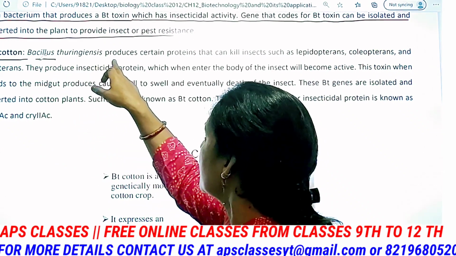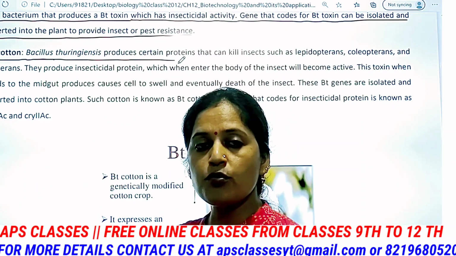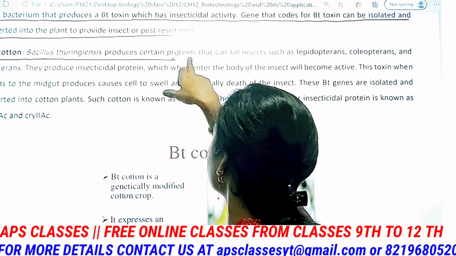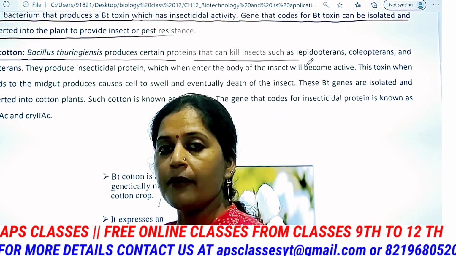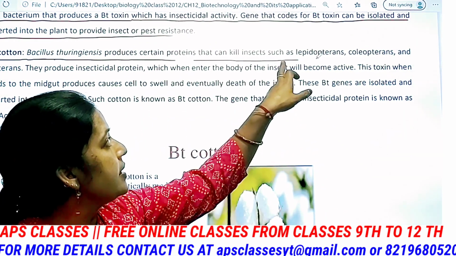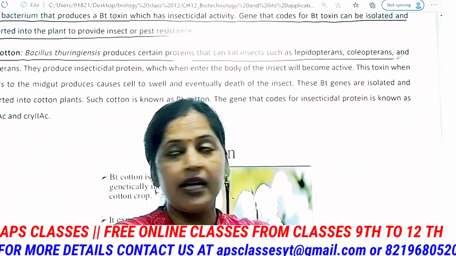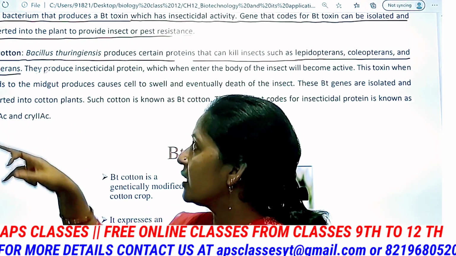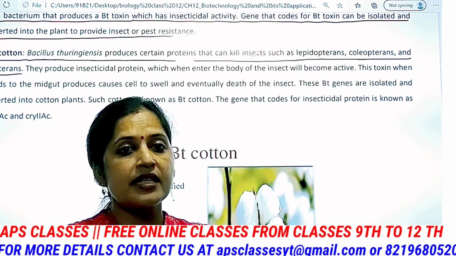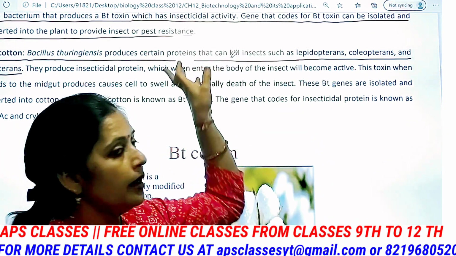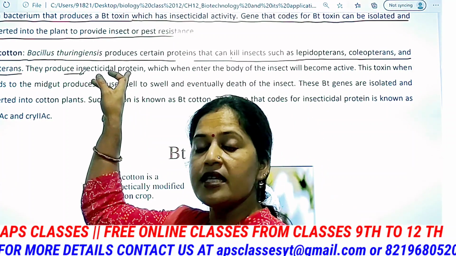Bacillus thuringiensis produces certain types of proteins that can kill insects. These proteins have the capability to kill insects such as lepidopterans, coleopterans and dipterans. So these are the types of insects that are killed by this Bt toxin.